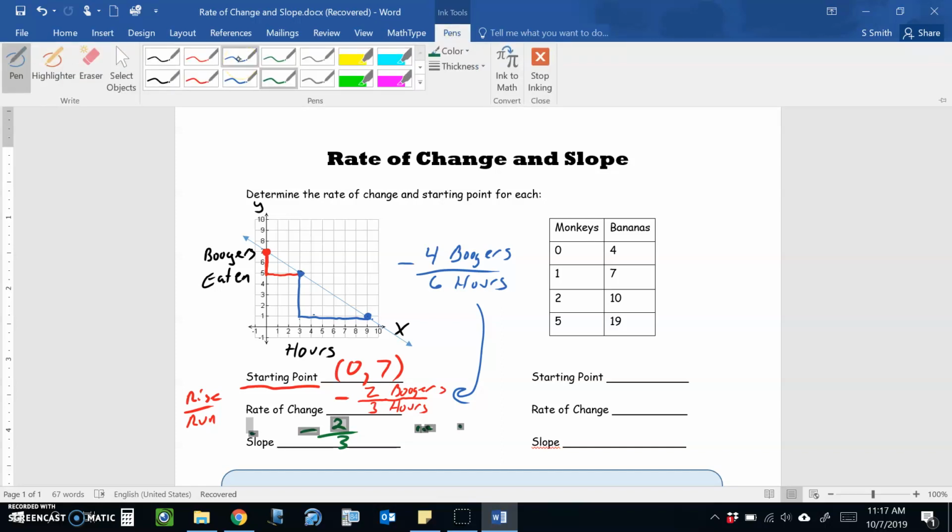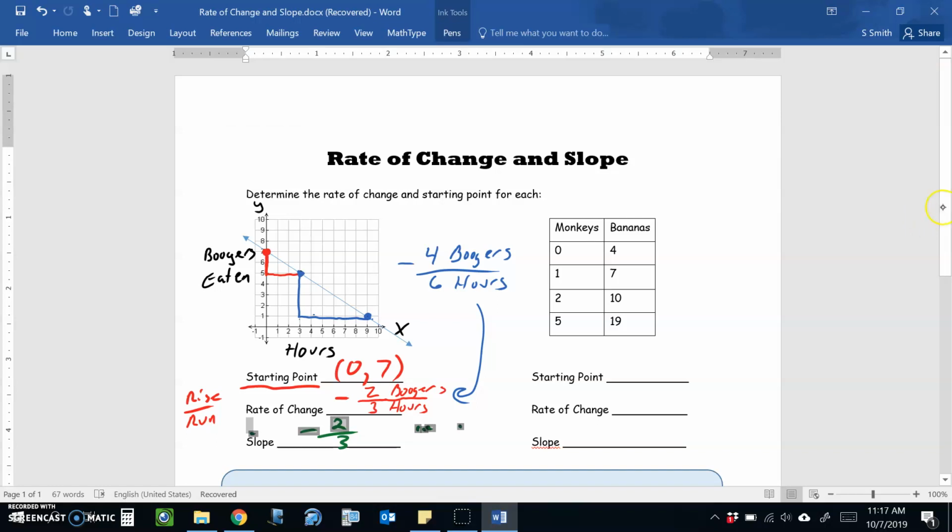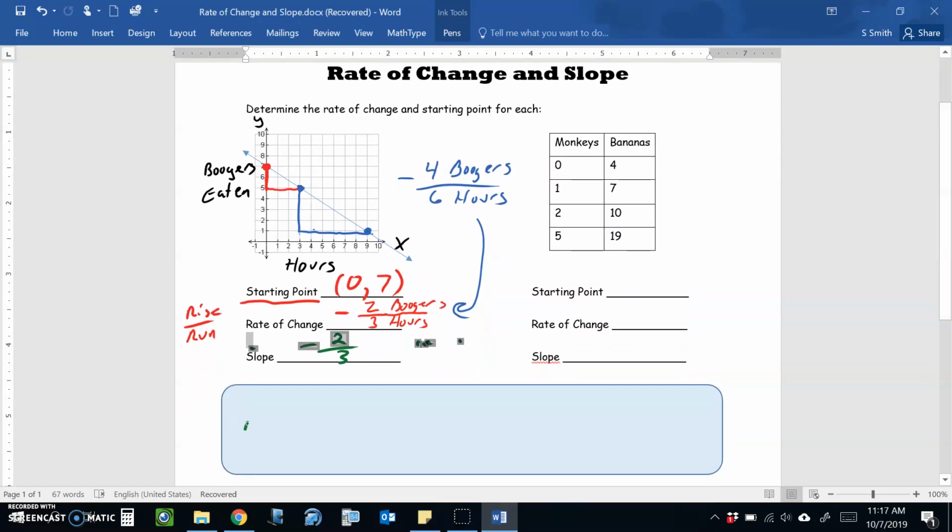Let's go back here. All right, so that's how we do it from a graph. In fact, let's talk about a graph. A graph, rate of change is rise over run. That's what we just saw here.